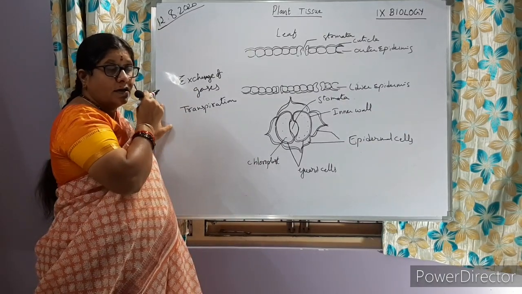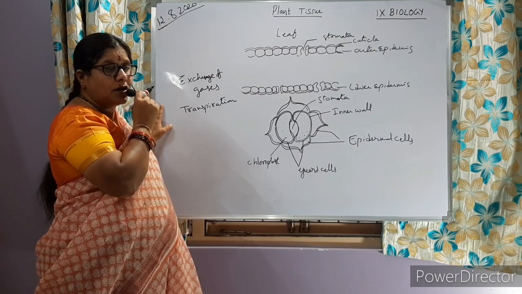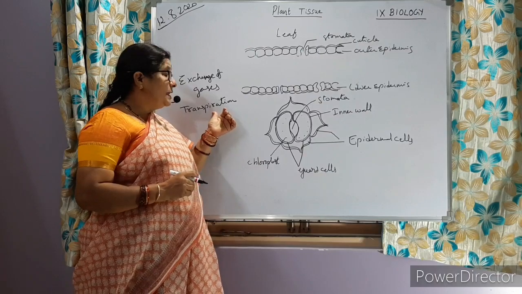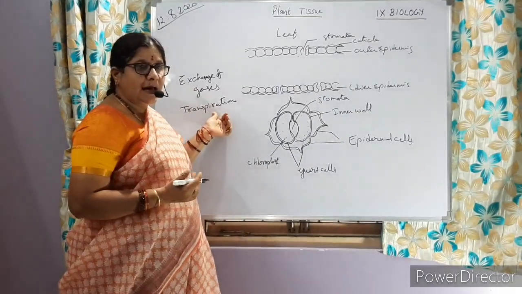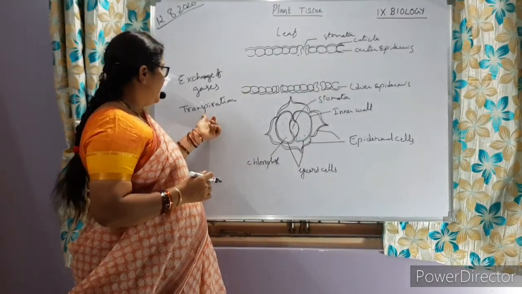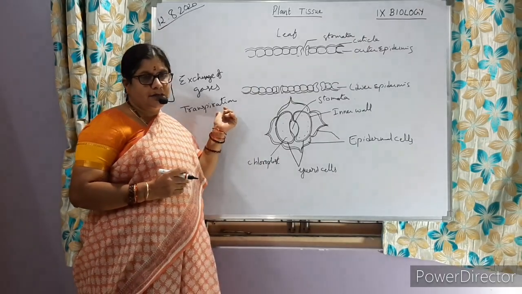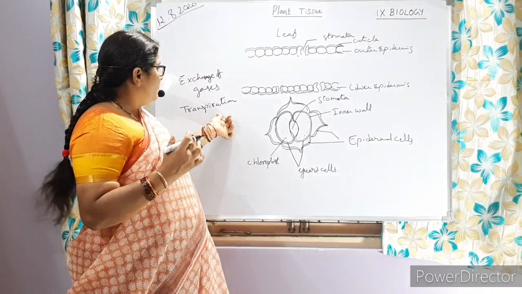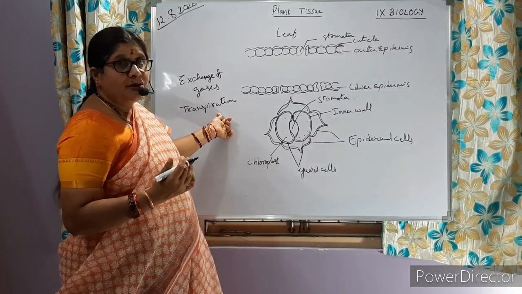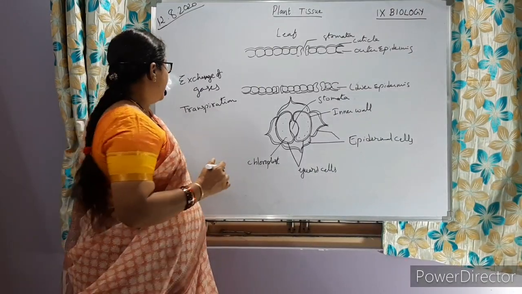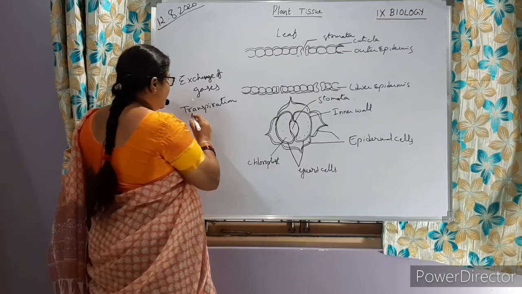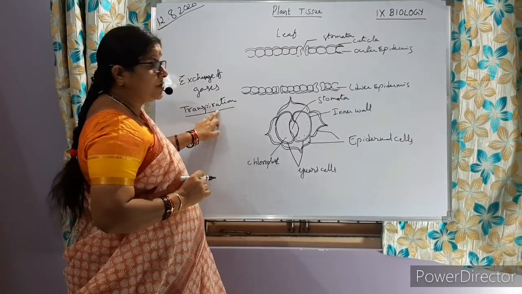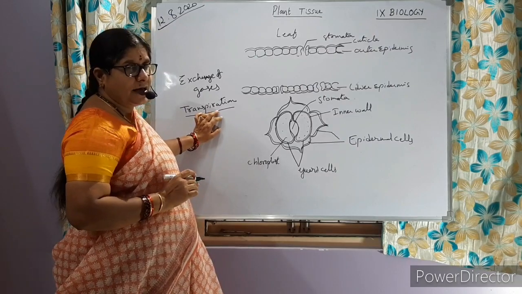Is it clear to children? If any excess amount of water has entered the plant, then it gets out of the plant through the stomata of leaves. That process we call transpiration, where the amount of water that should be present is maintained. Excess water is sent out through stomata. That process we call transpiration.